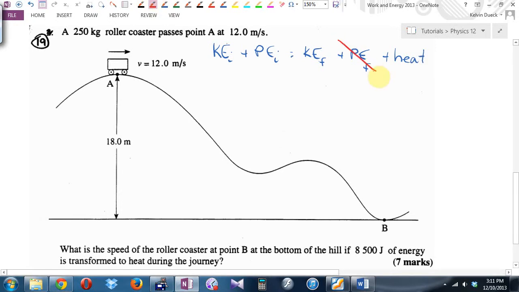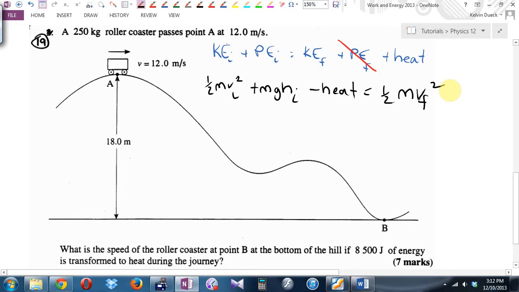Yes, but sadly nothing else. Make sure you read the question carefully. Sometimes you would start at rest and you could cross out kinetic initial, but sometimes not, so don't get loopy. What does it want me to find? It's going to be a half mv initial squared plus mgh initial minus heat equals a half mv final squared.